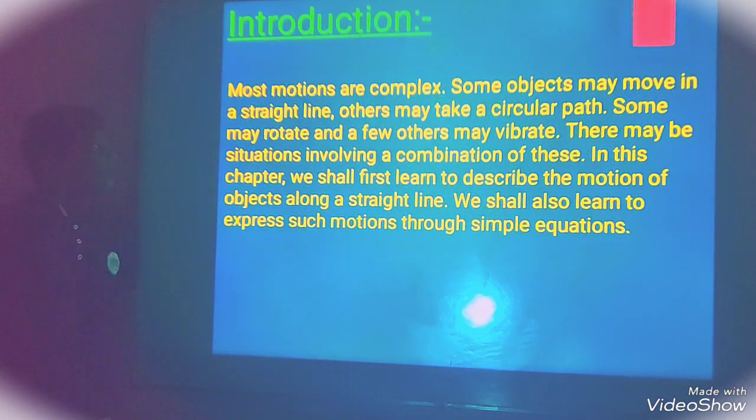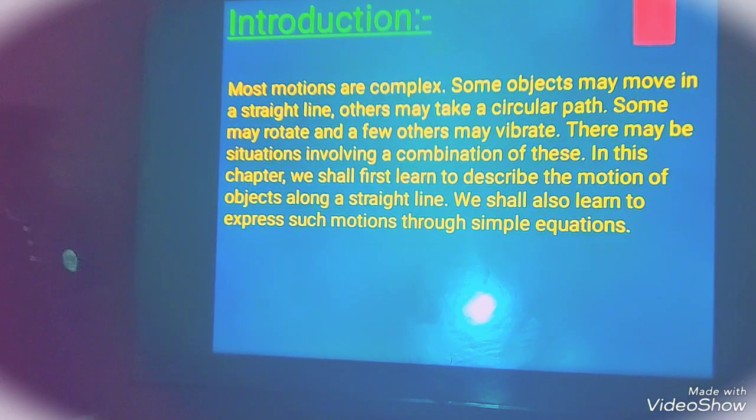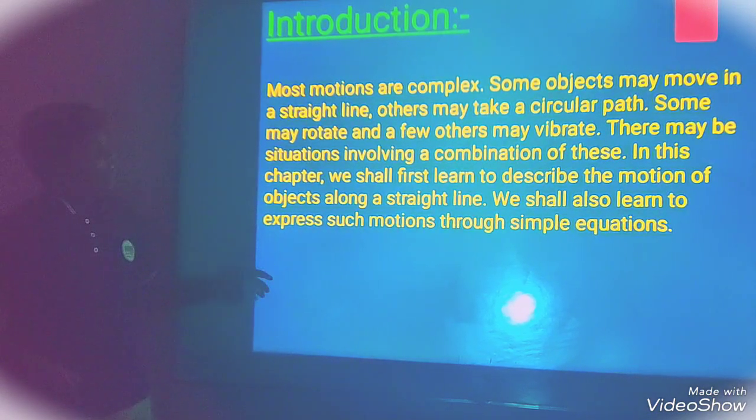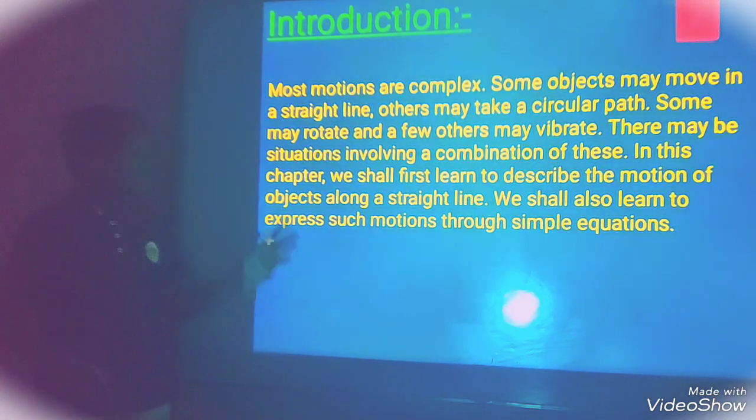Introduction. Most motions are complex. Some objects may move in a straight line. Others may take a circular path. Some may rotate and a few others may vibrate. There may be situations involving a combination of these. In this chapter, we should first learn to describe the motion of objects along a straight line. We should also learn to express such motions through simple equations.